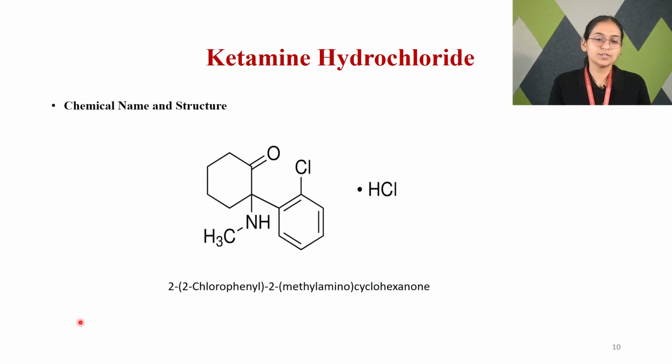Now we are moving to the second drug. Second drug is ketamine hydrochloride. Here you can see this is the structure of the ketamine hydrochloride, where the chemical name of this ketamine hydrochloride is 2-(2-chlorophenyl)-2-methylamino cyclohexanone.